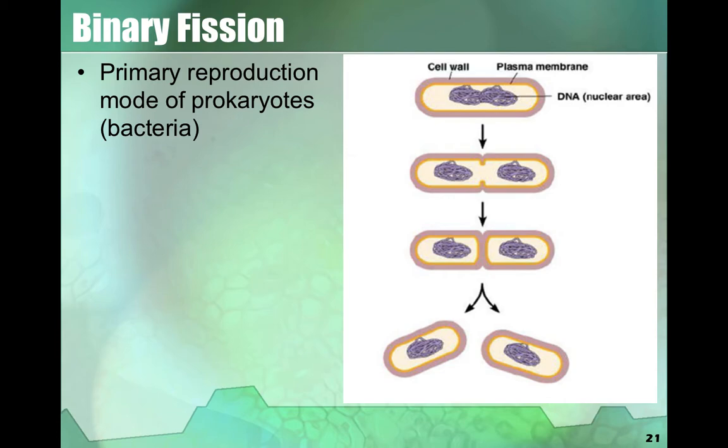You won't have to know all the steps to this. What you'll need to make sure you know here is that binary fission is a type of asexual reproduction. You'll need to know what asexual reproduction means. That means that the new bacteria will be identical to the original, and this is occurring in prokaryotes, and remember, prokaryotes are bacteria.